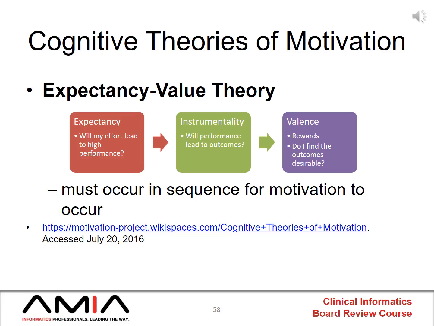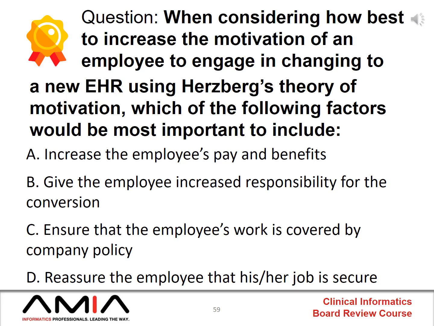Expectancy means that the individual expects that any effort that they put forth towards the task will result in high performance. Instrumentality means that the person has confidence that their performance will lead to the desired outcomes. And finally, valence means that the individual has to consider the outcomes desirable in order to be motivated to complete the task. So let's consider the following question.